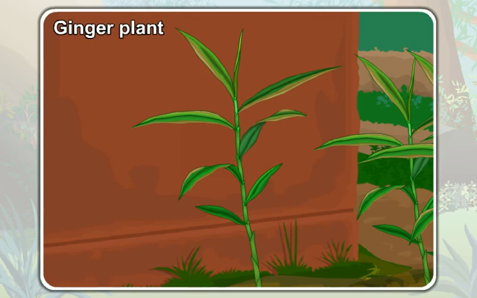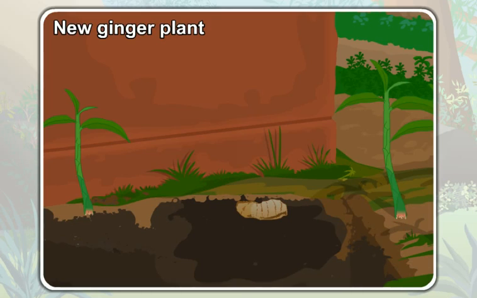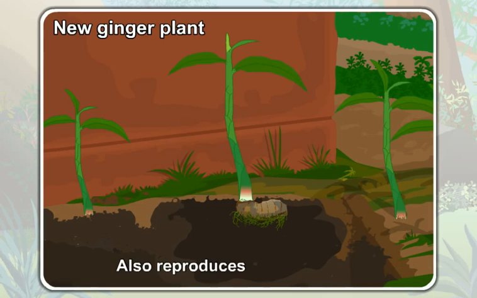Now look at this ginger plant. A ginger plant also has an underground stem. A new ginger plant can grow out of the ginger stem. So a ginger plant also reproduces from its stem.